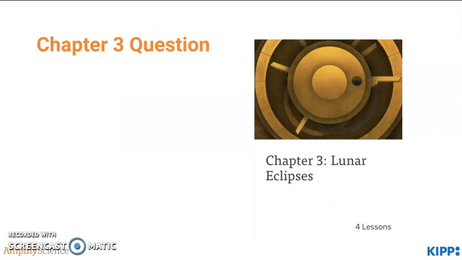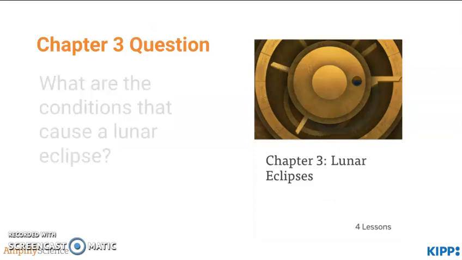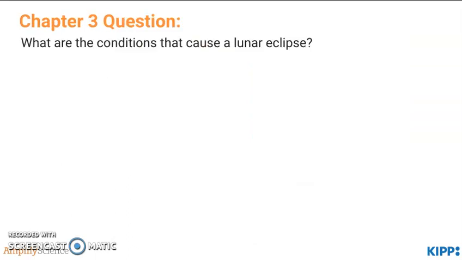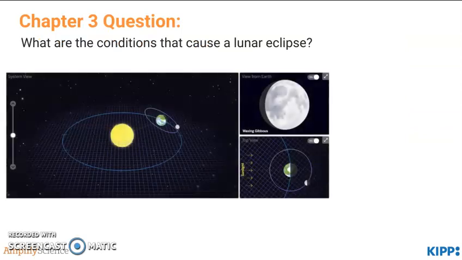In Chapter 3, now that students have learned about moon phases, they tackle a new question. What are the conditions that cause a lunar eclipse? To start the chapter, students are now introduced to the 3-view mode on the sim. Previously, they only saw the top view and the view from Earth in 2-view mode. Now they see the system view as well.